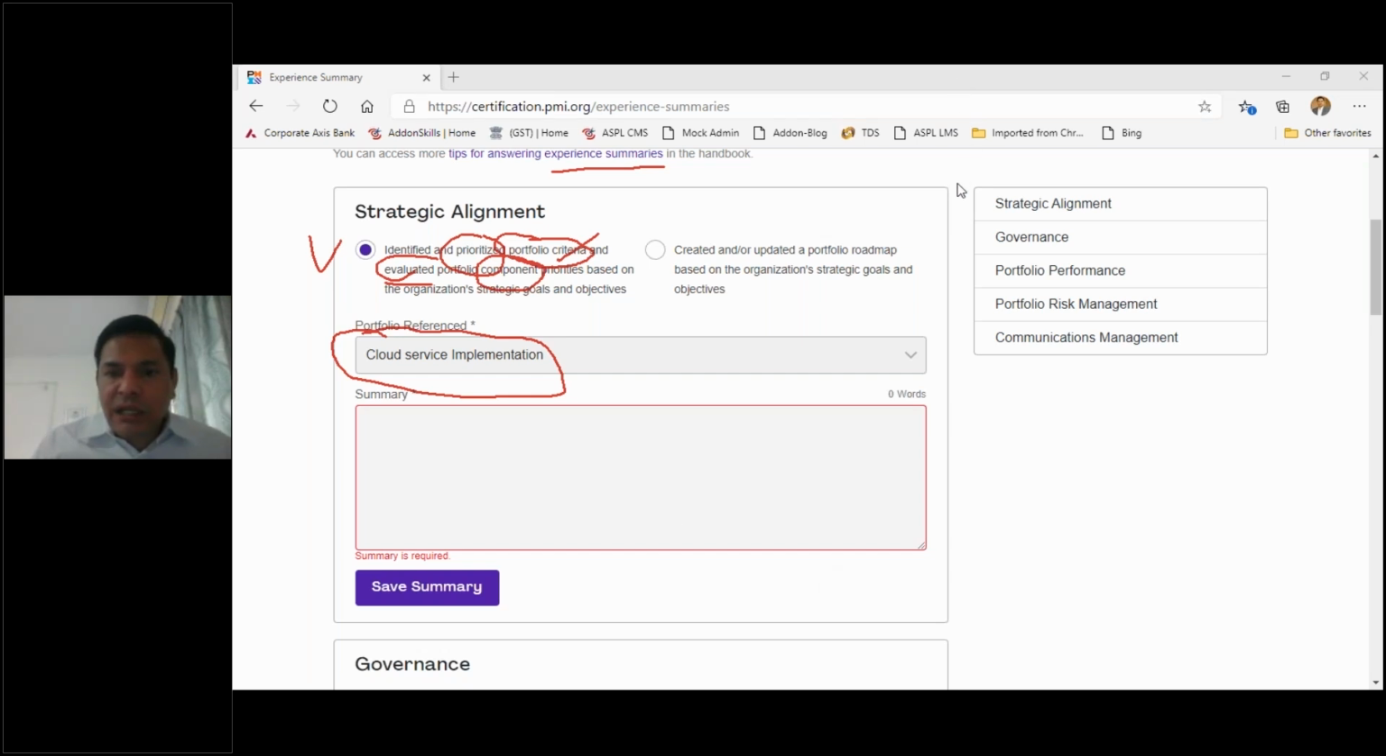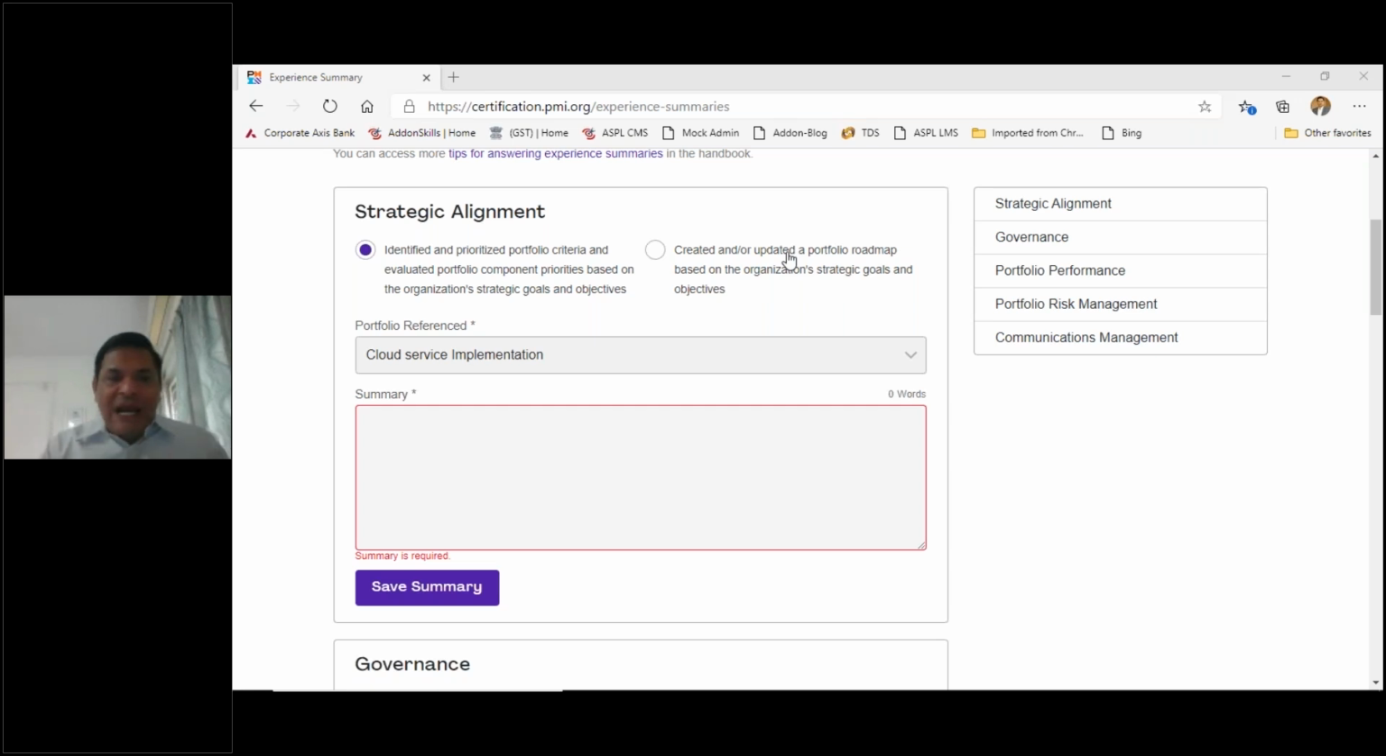And if you look, all of this experience summary is written in the past tense: identified and prioritized, created or updated. Can you see it is written in the past tense? So the response should also be in the past tense. You can't say I'm going to do it or I am doing it. You should say I did this, I did that to define the criteria, to prioritize the criteria. So the response should be written in the past tense only.